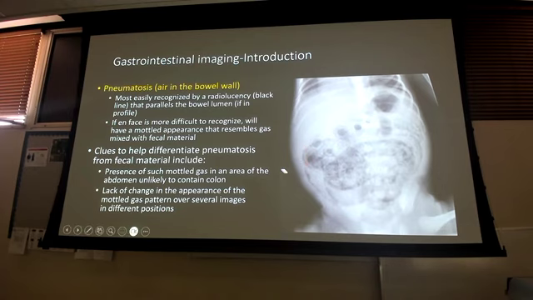This is common in kids, okay? But you see that black line that parallels the bowel lumen, all right? Difficult to see sometimes, but we see it in kids more often than not. The change in appearance, much like the other extraperitoneal air, it doesn't really change. Standing, supine, it's within the bowel wall, so it's going to kind of stay right in that area. So that's your pneumatosis.